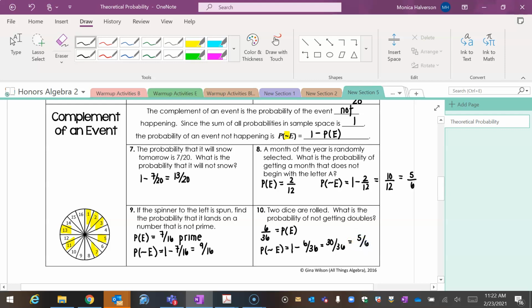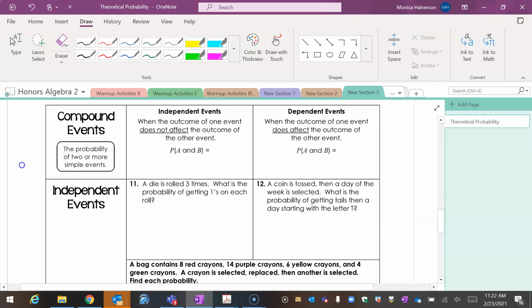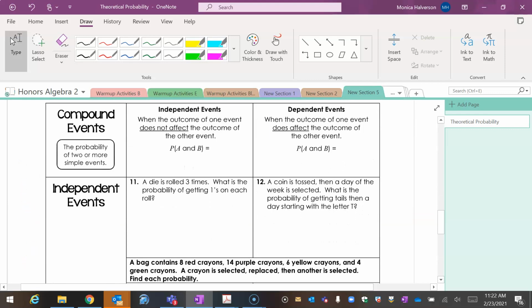All right, now this has all been about simple events. So one event is happening. Now we need to talk about compound events. Compound events are the probability of 2 or more simple events happening at the same time. And there's 2 different types of compound events. There's independent events and dependent events.